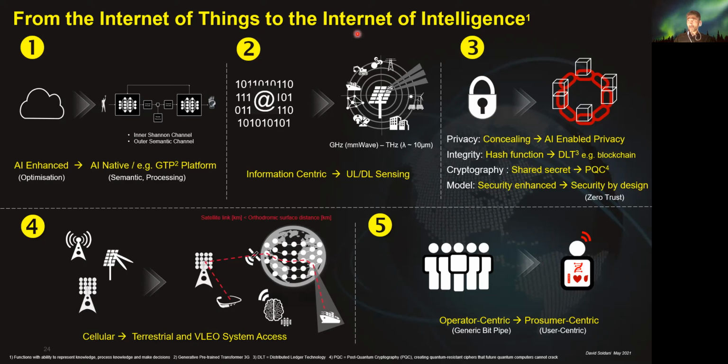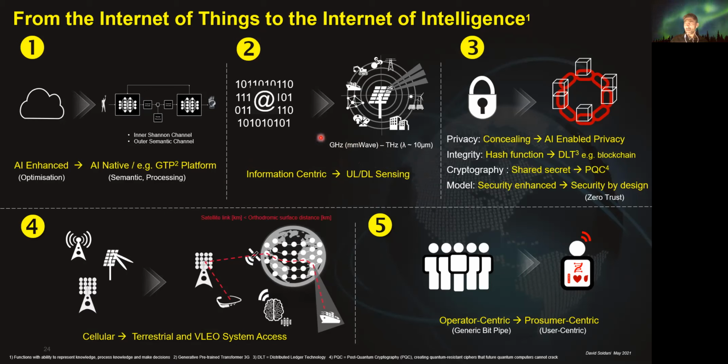So in order to realize this vision or shift in paradigm, we have five key and fundamental enabling technologies. The first thing, we need to shift from a system which is artificial intelligence enhanced, especially targeting performance improvement as in 5G, to a system that's AI native, and AI has to be used also as a semantic communication channel, as we have already completely exploited the channel capacity that we have been studying for more than 60 years. Then we need to move from an information-centric to an uplink and downlink sensing network.